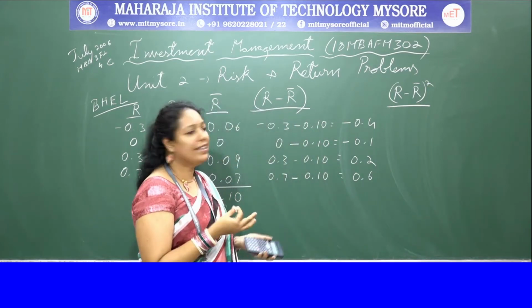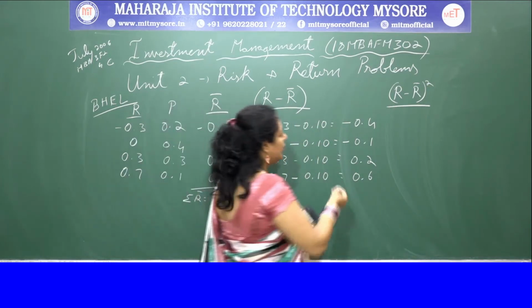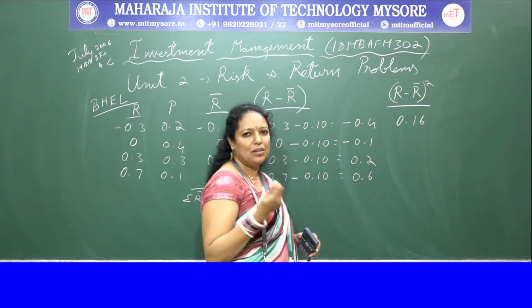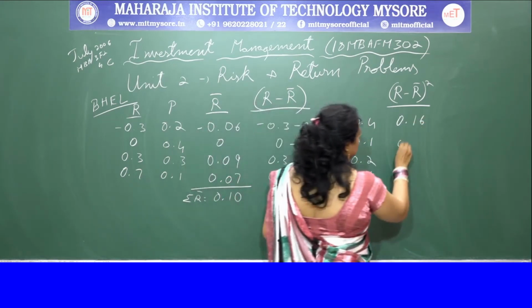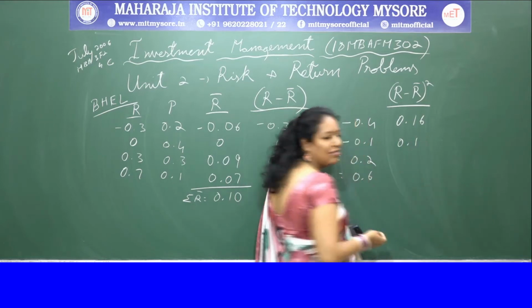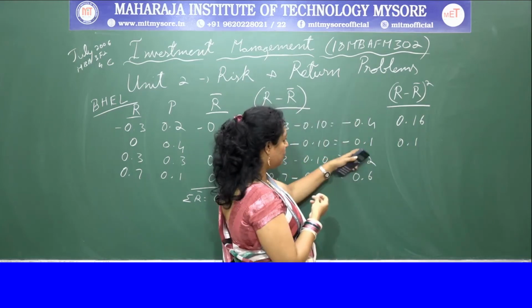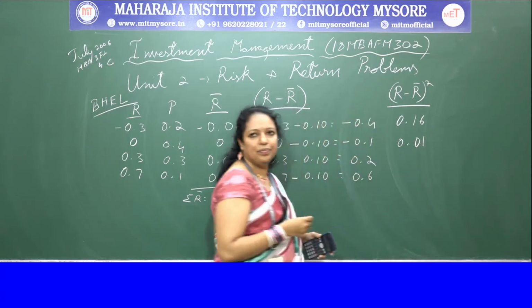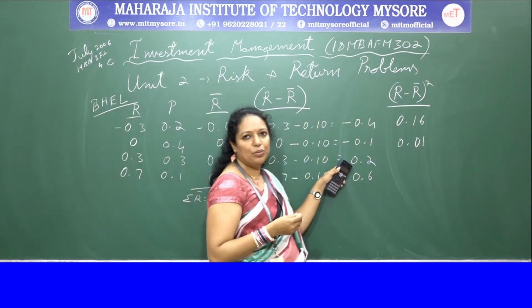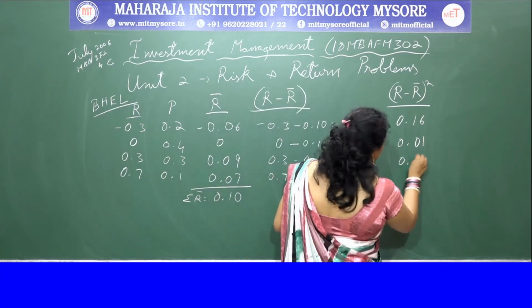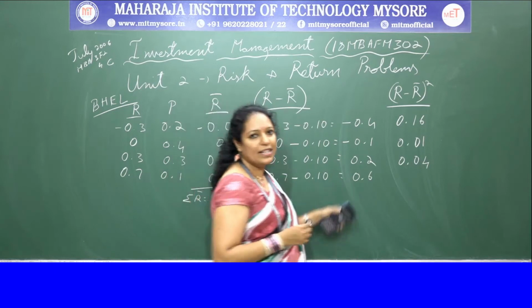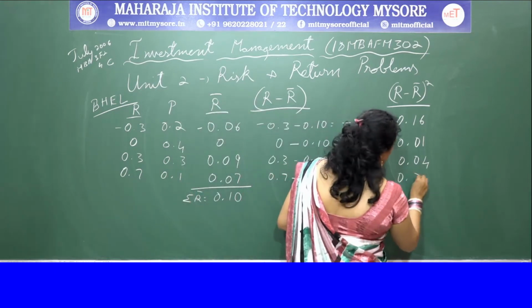Then only when calculating you can square it, or else 4 into 4, it is 16. So minus into minus is plus. So 0.16. So this is 0.1 itself, where 0.1 into 0.1 you will get 0.01. Okay. Then you have got 0.2, that is you get 0.04. Then 0.6 into 0.6 you get 0.36.